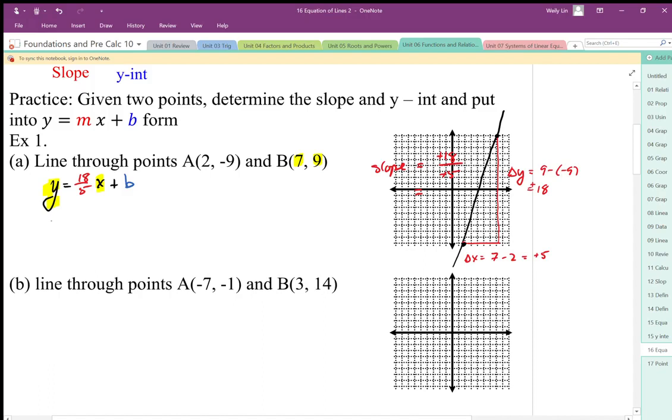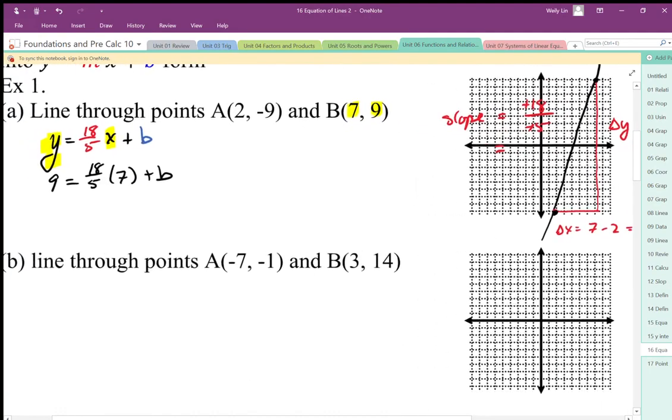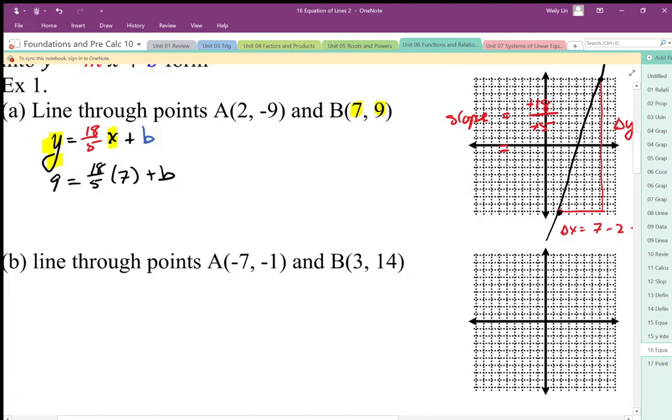So I end up with 9 equals 18 divided by 5, x is 7, plus b. And what that leaves me is an equation where the only variable to solve for is b. So multiplying this out, I end up with 9 is equal to 18 times 7, which looks like it's going to be 126 over 5 plus b.